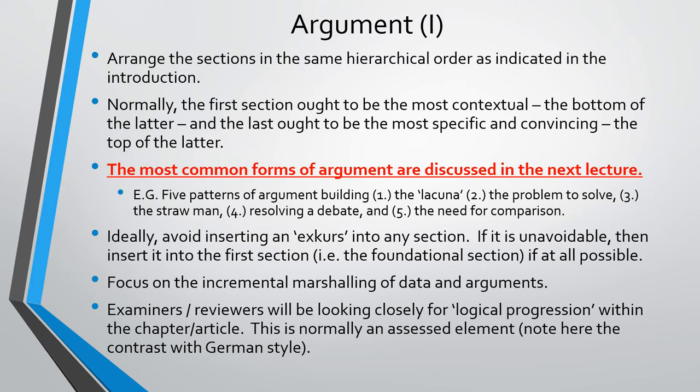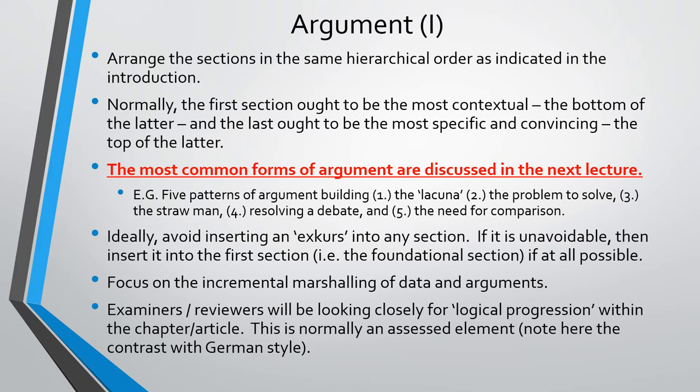And you would be amazed how frequently even British or American trained academics don't think about this, and they rush to present the final narrowest argument first and then try to back it up with more contextual sections. And the first thing that a reviewer will say for an academic journal, or indeed a PhD examiner, is: rearrange this, put the broadest argument first, and then move towards your more specific argument last.